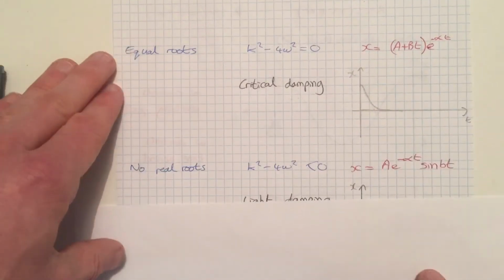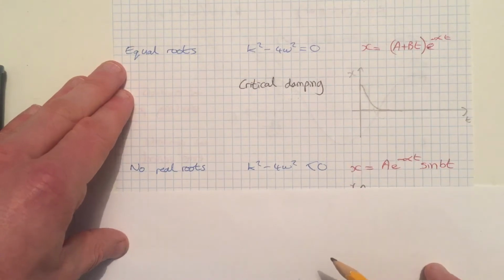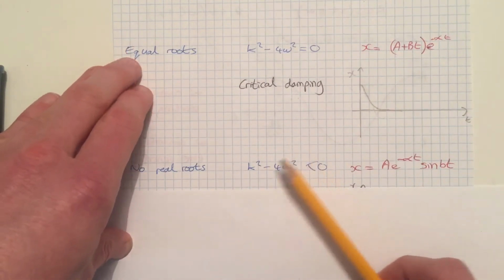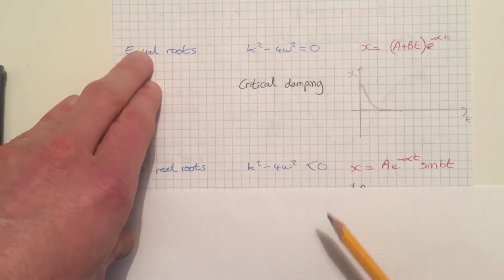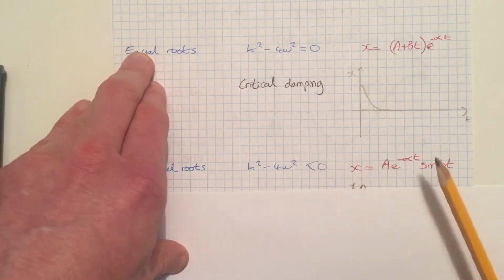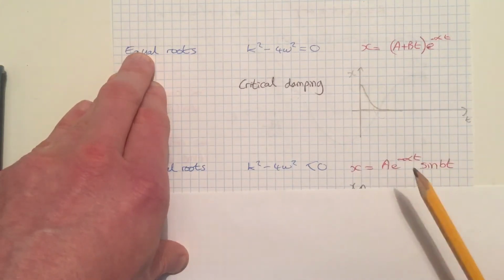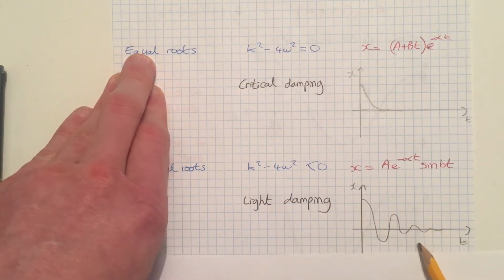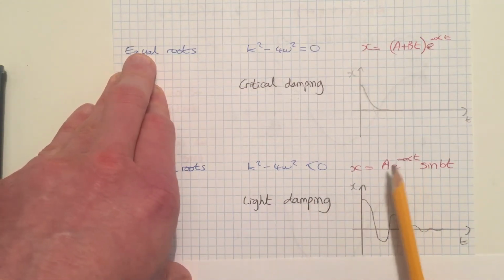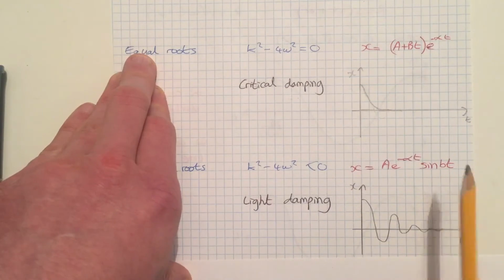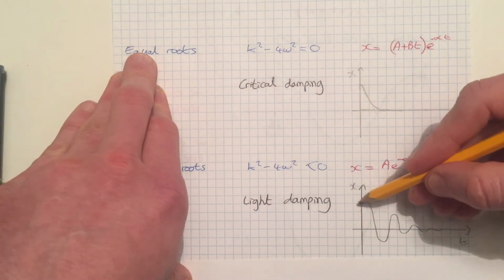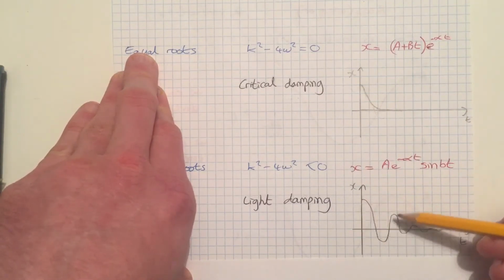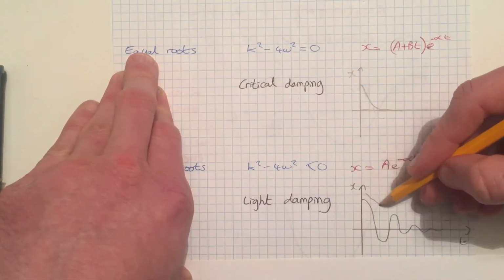And then the third case is, what if there were no real roots? If there are no real roots, then we know that the discriminant is less than 0. And in that case, we can write down our general solution in this form. And now we will start to get some oscillation. There will be some light damping caused by this term here, but we would get some oscillation. So you can see here that the amplitude is decreasing over time because of this exponential function here.